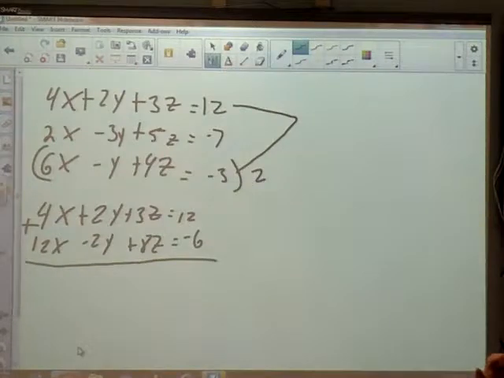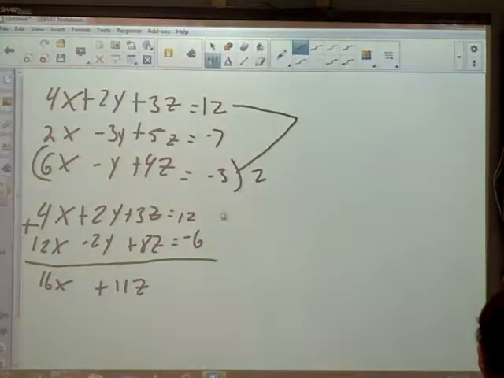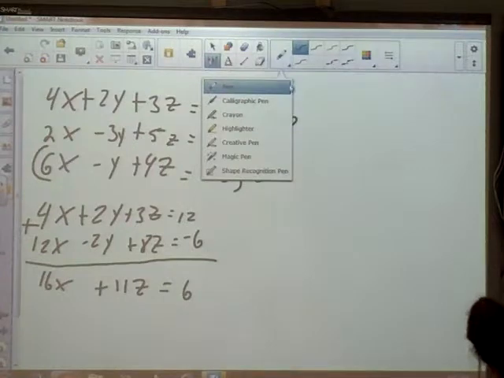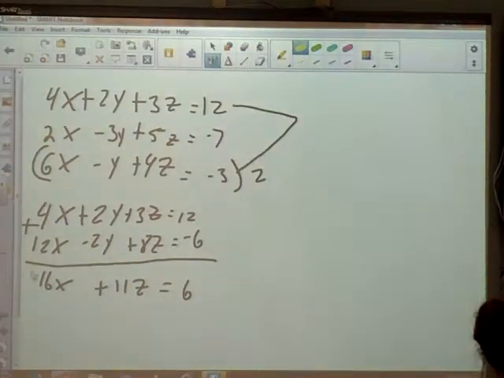Alright, 4x plus 12x, what does that give me? 16x. Good job. 2y plus negative 2y, he gone. Good. 3z plus 8z, 11z. And 12 plus negative 6. Alright, that is new equation number 1. Don't lose it.